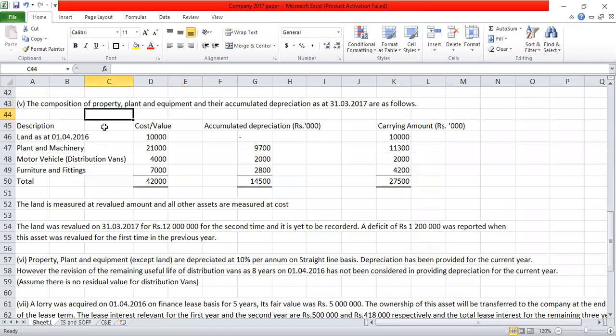Yeah, then we are moving on to adjustment number 5. Adjustment number 5 has given the composition of property, plant, and equipment and the accumulated depreciation as at 31st March 2017. And now we're going to put all these balances under this property, plant, and equipment column. Now they have given land at cost. These are brought forward balances. I'm going to record it under property, plant, and equipment.